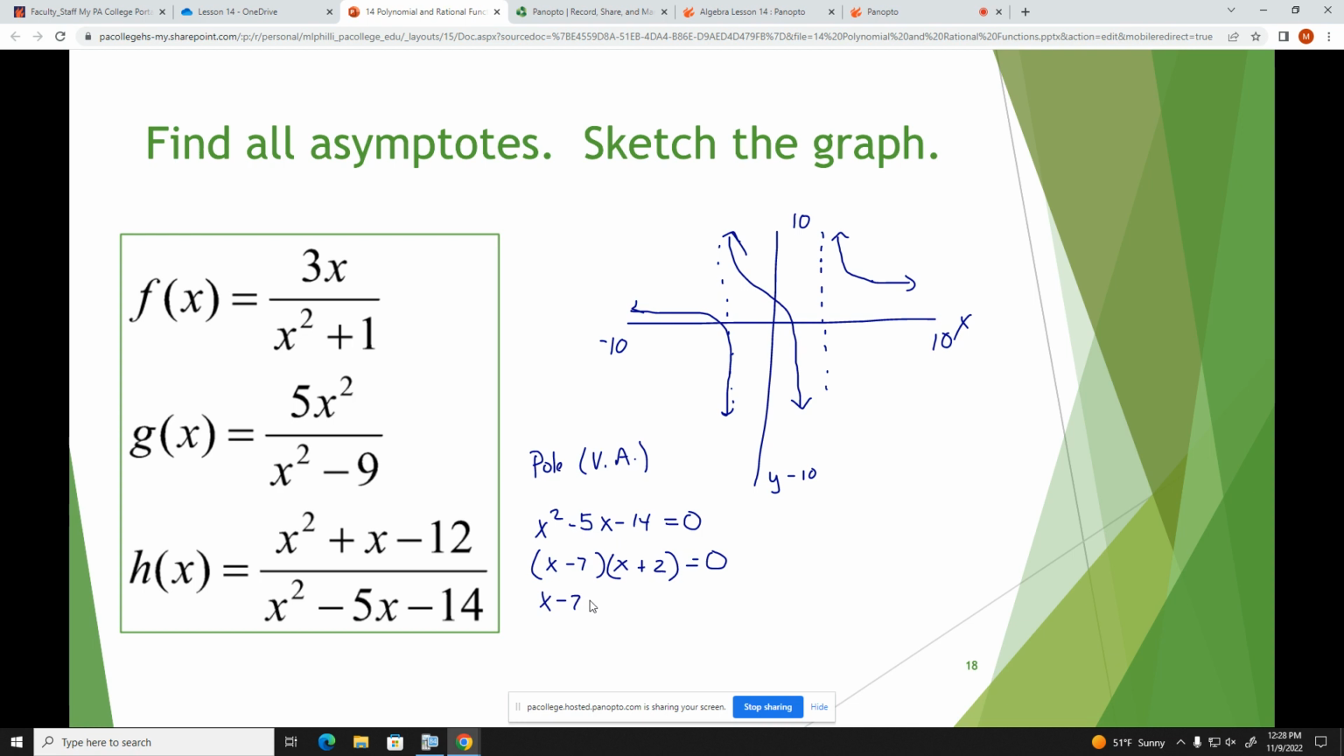So x minus 7 equals 0, which gives me a pole at x equals 7. So that is this one right here, x equals 7. And same thing here. So x plus 2 equals 0. Subtract 2 from both sides, x equals -2. And that is this pole over here.